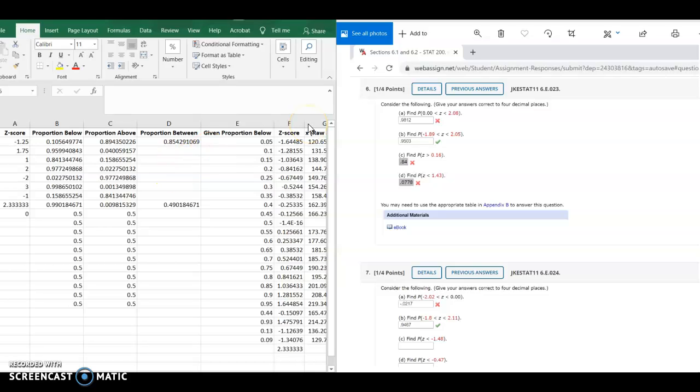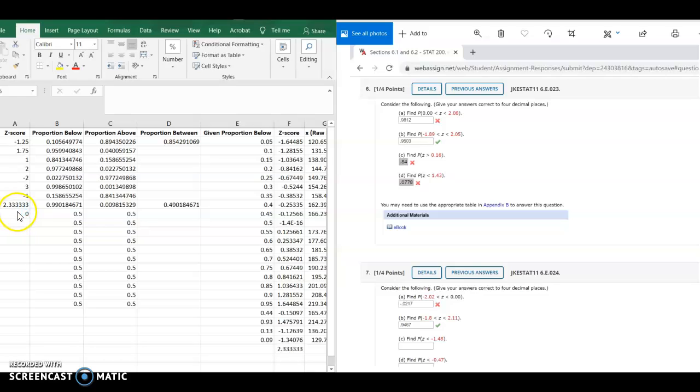So here's a problem from our web assignment where we're asked to determine the proportion of observations in a normal distribution that lie either between two z-scores, below a z-score, or above a z-score. So in part A of question 6, it says, find the probability that z is between 0 and 2.08.